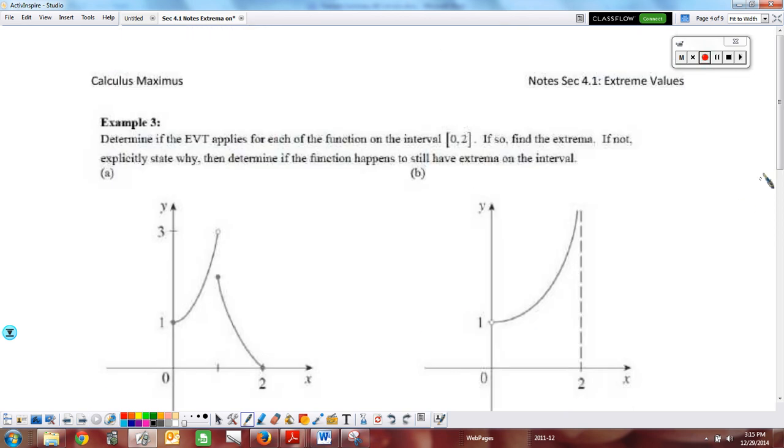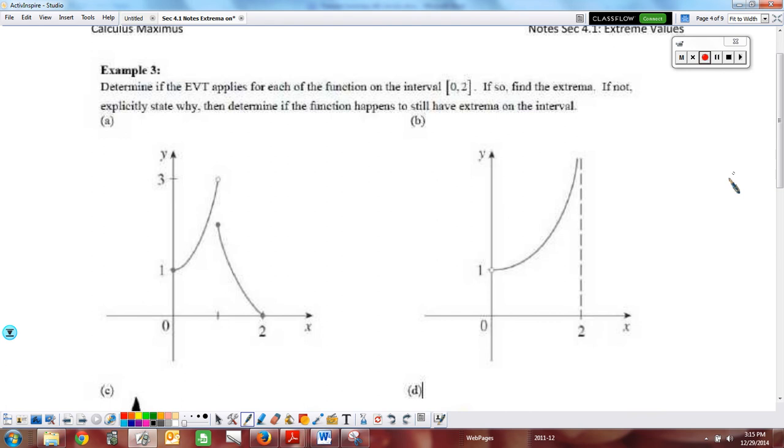All right, so example 3 here, we're going to determine if the extreme value theorem applies, and if it does, then we're going to find the extrema, and if it doesn't, state why. And then we're also going to go ahead and say, well, does it happen to have them in the interval? All right, so we're going on the interval 0 to 2, and here clearly we would say EVT does not apply. So do not at any point try to invoke EVT to come to any conclusions about this.